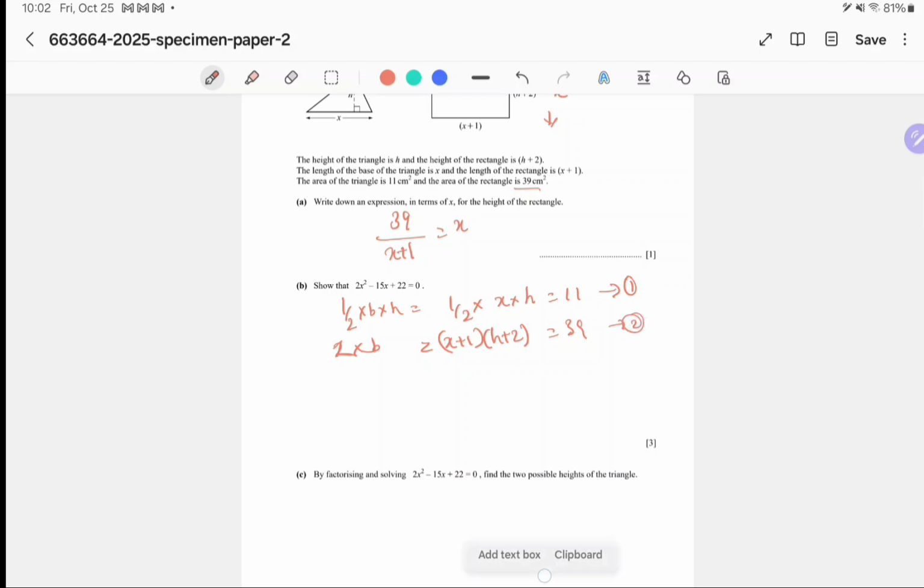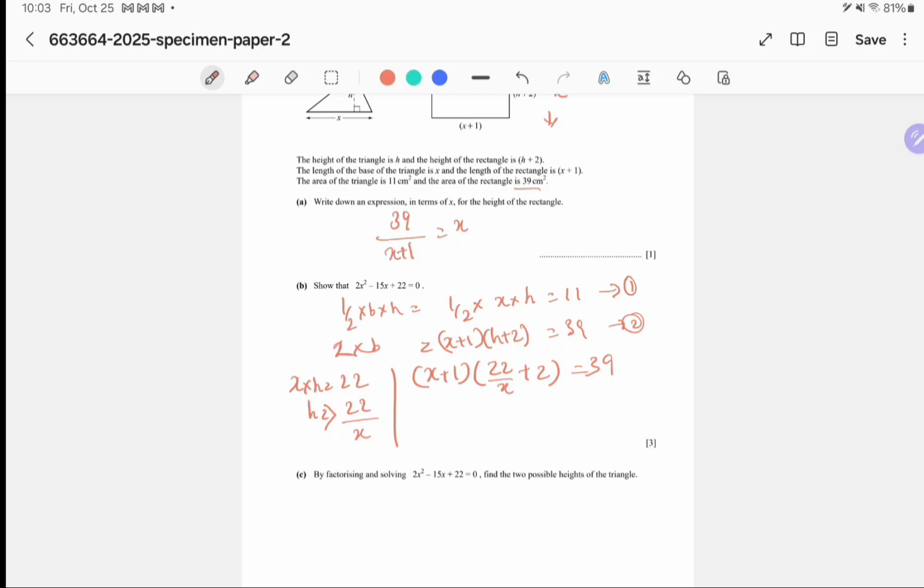So now we are solving one by one. I think here we can take one thing out of the equation. From the first equation, the 2 will go to the other side: x into h is equal to 22, or h is equal to 22 divided by x. We will keep this and substitute in the second part. So x plus 1, for h we are substituting 22 by x, plus 2, equal to 39.